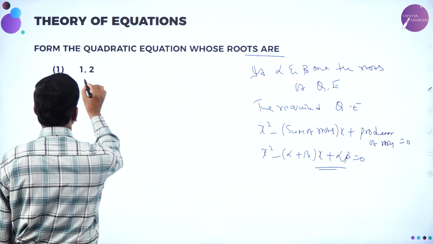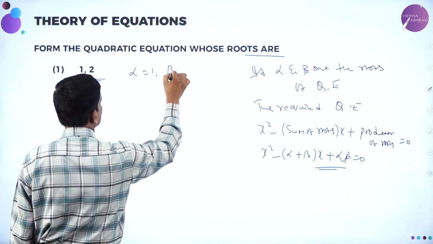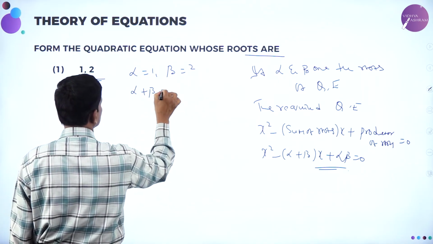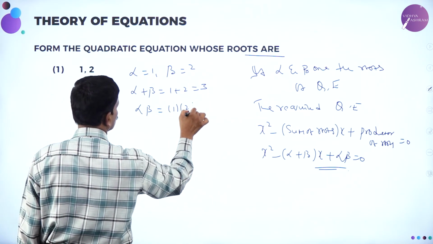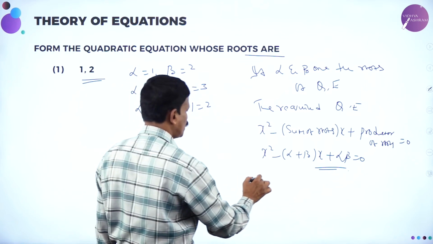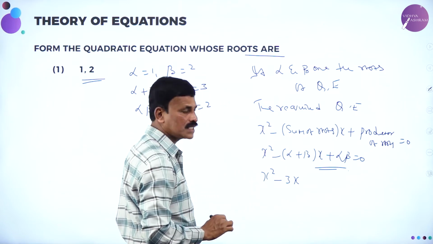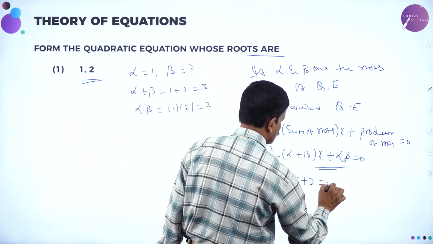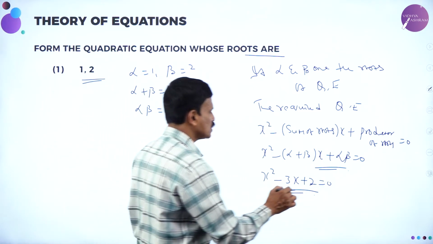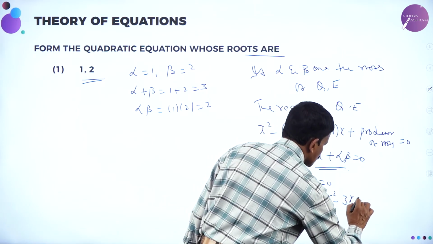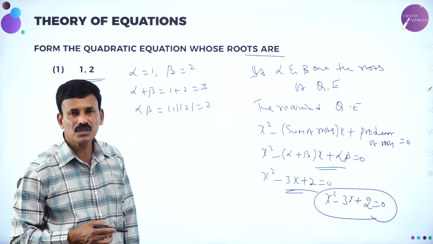Now here what is given? Form the quadratic equation whose roots are given. Alpha is equal to 1, beta is equal to 2. What is alpha plus beta? 1 plus 2 is equal to 3. What is the product? Alpha beta is 1 into 2 is equal to 2. So therefore the required equation is x square minus sum of roots (alpha plus beta) that is minus 3x, plus product 2, is equal to 0. This is the required equation. X square minus 3x plus 2 is equal to 0 is the required equation. This is how we are going to solve using the formula.